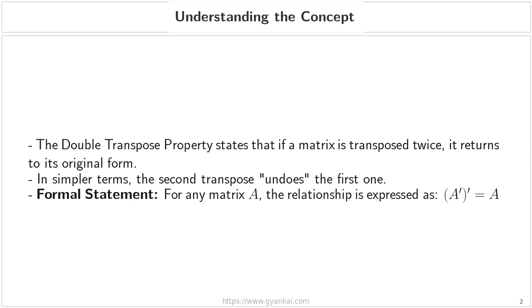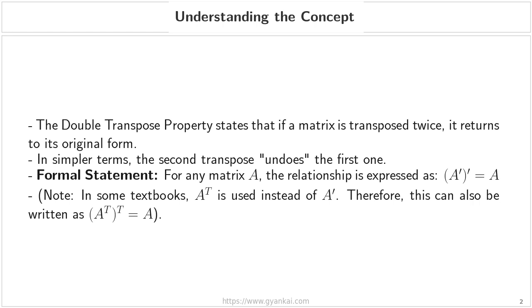If we look at the formal mathematical statement for any matrix A, this relationship is expressed as the transpose of A' equals A, that is, (A')' = A. I should also mention a quick note on notation, as different textbooks use different symbols. While we are using a prime symbol here, some of your materials might use a capital T superscript to denote a transpose. In those cases, the property is written as (A^T)^T = A. In the next slide, we will break down the logic of why this happens step by step.